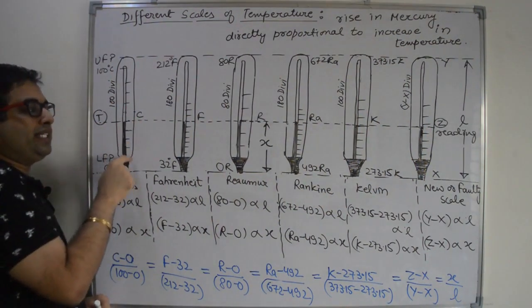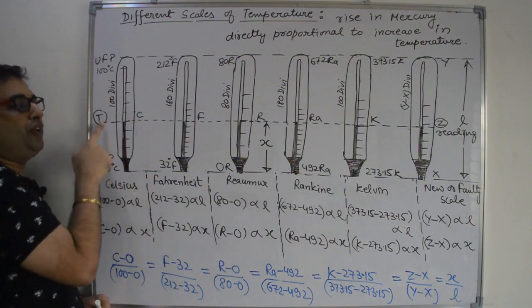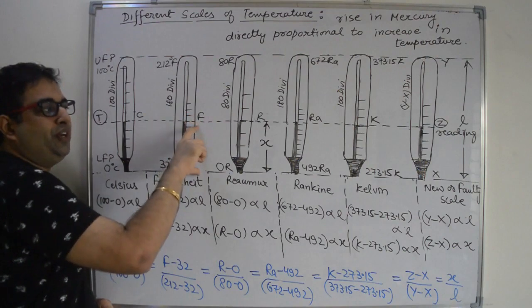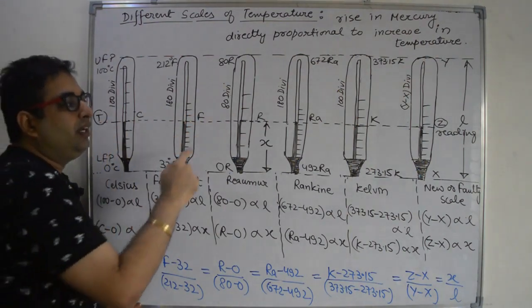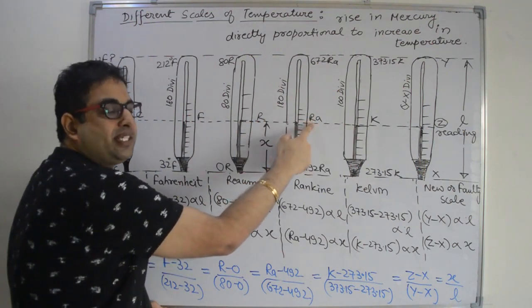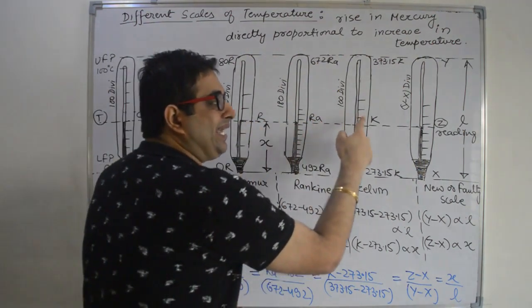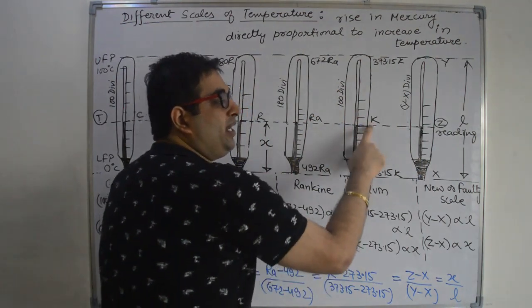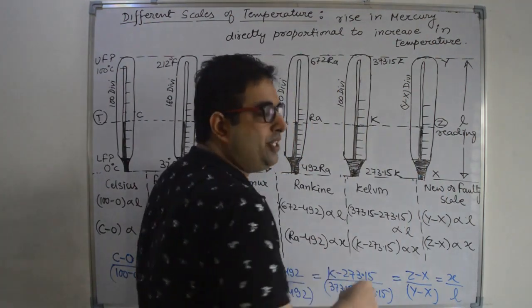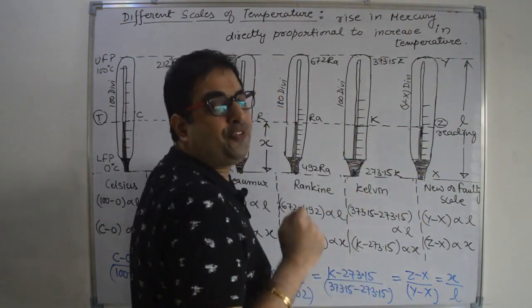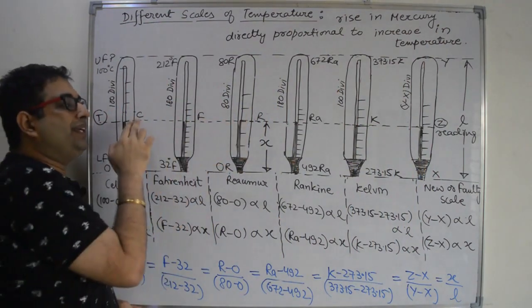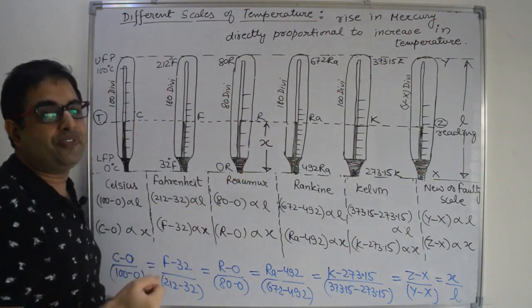Suppose the Celsius scale is showing reading C for temperature T, the Fahrenheit scale is showing reading F for temperature T, the Reaumur scale reading R, the Rankine scale reading RA, and the Kelvin scale is showing reading K for temperature T, and a new or faulty scale is showing reading Z for temperature T. The temperature is the same, but the readings on different scales will be different.